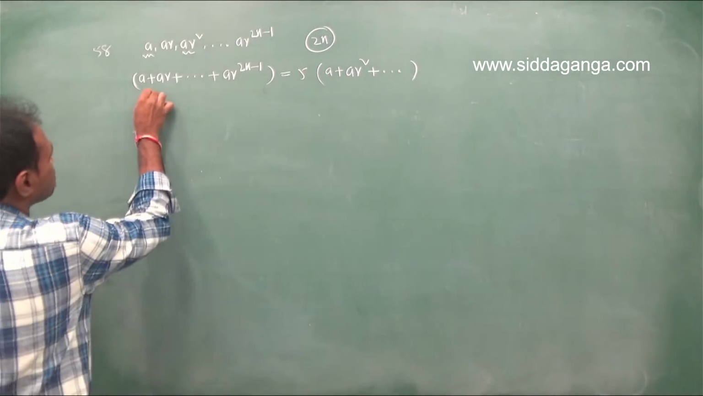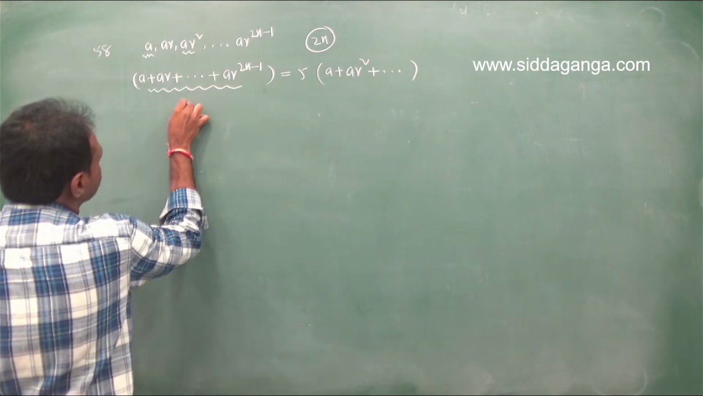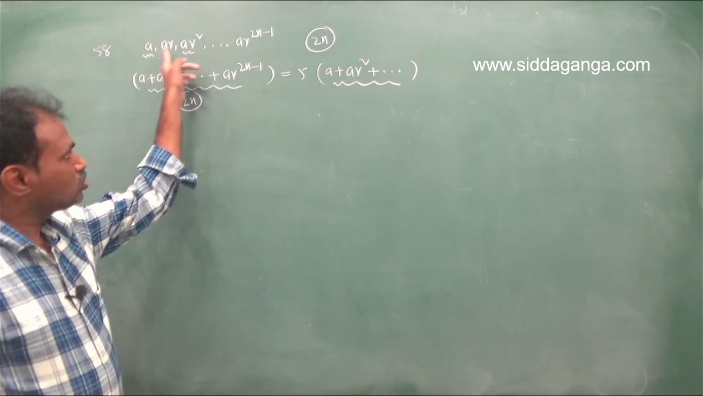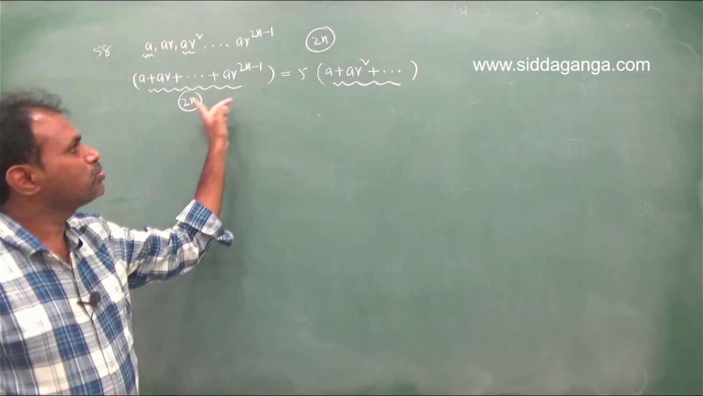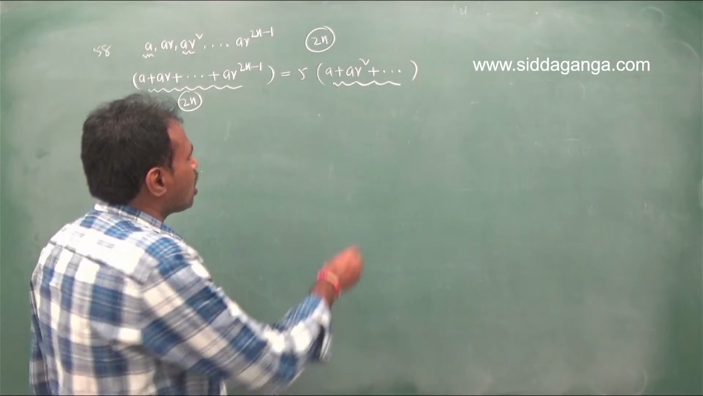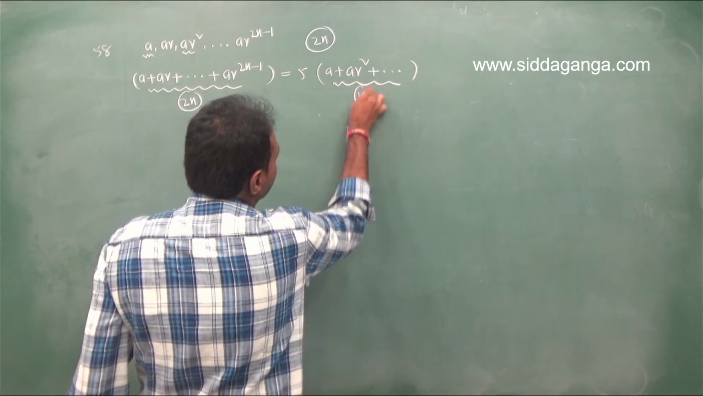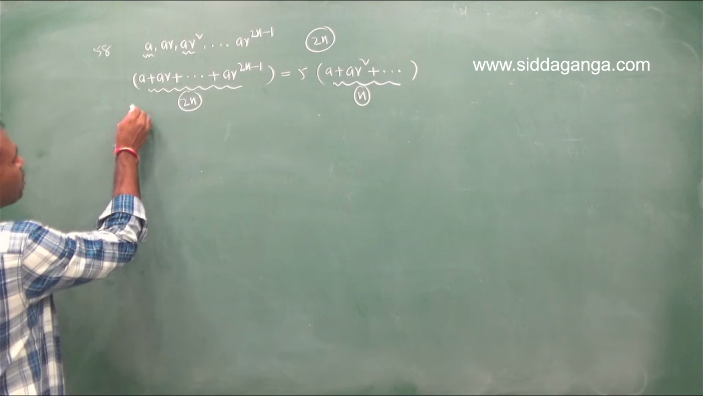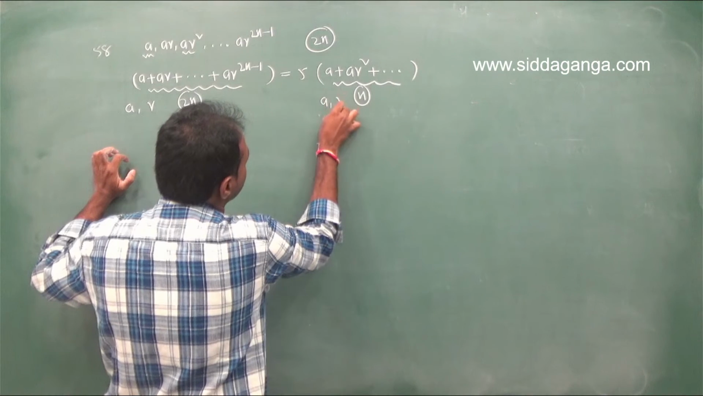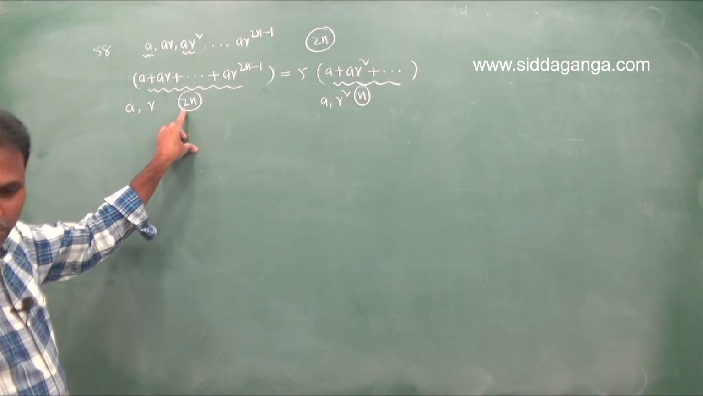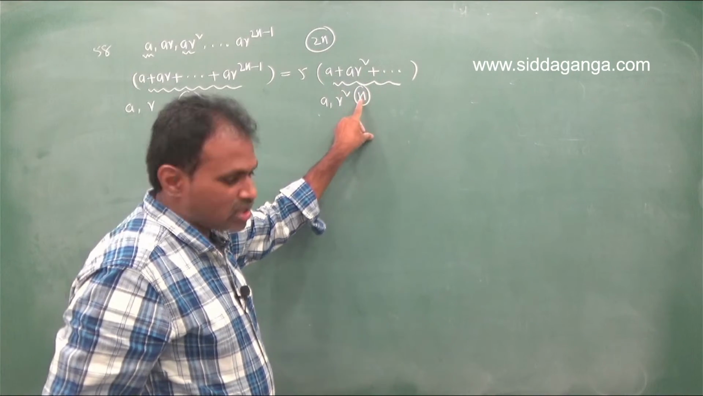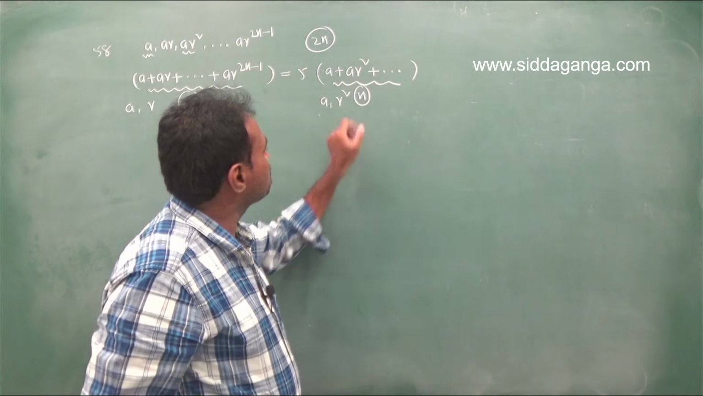If you observe, the whole series has 2n terms, and the odd-place series has n terms. Why? Because there are 2n terms in total, half of the terms are in odd places and half in even places. Therefore, n terms here. In the first series, the first term is a and the common ratio is r, with 2n terms. In the second, the first term is a and the common ratio is r square, with n terms.